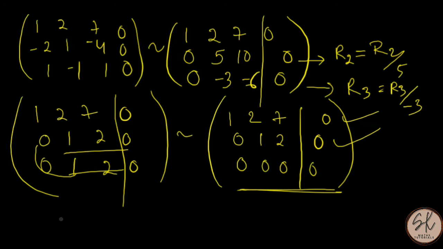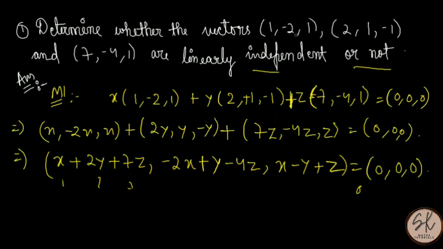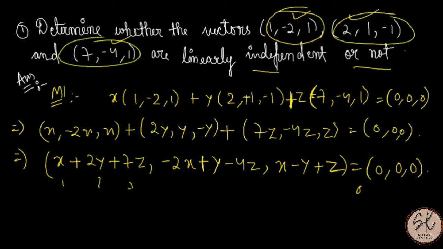That means the set of vectors is linearly dependent. Or we can also do this by the second method. Method 2 is directly writing these vectors in the form of columns: this one is column 1, this one is column 2 and this one is column 3.